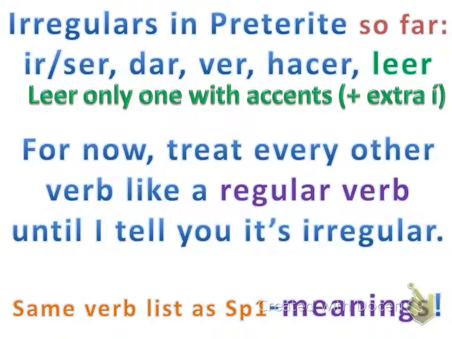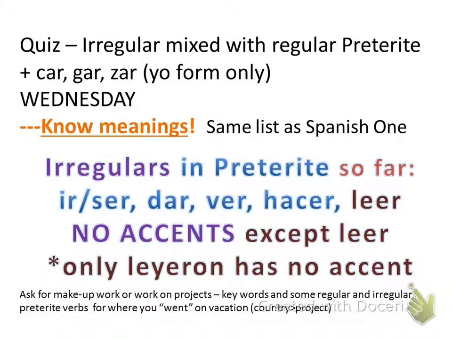And so if it's not these verbs right here, ir and ser, which share the same box, dar, ver, hacer, all those have no accents. Leer is the only irregular that has an accent and ends up having extra accents. If it's not one of those, treat it like a regular verb. Okay. You will have to know meanings of your same list of verbs that you had from Spanish 1. So if you haven't already learned your meanings of your AR, ER, IR verbs, now's a good time.